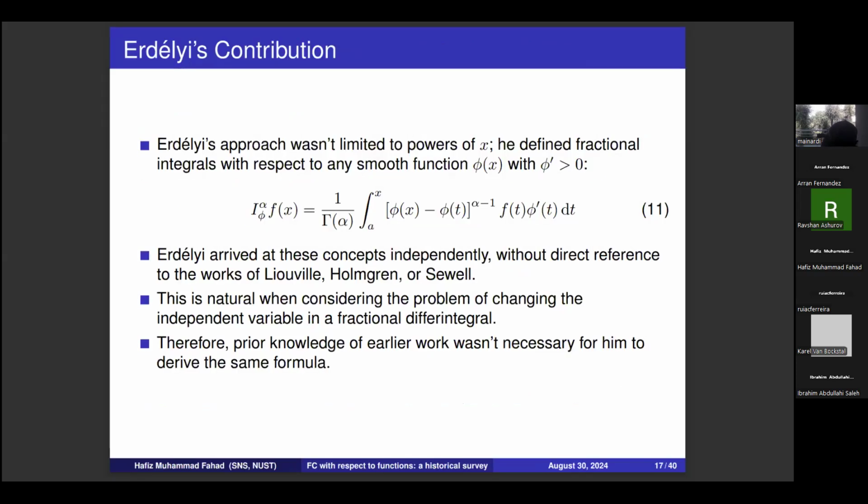Okay, so Ardali's work also extended beyond just powers of x. He also defined fractional integrals with respect to any smooth function. And interestingly, Ardali arrived at these definitions independently. He did not directly reference the earlier works of Liouville, Holmgren, or Sewell. So this independence again confirms that Ardali's results naturally emerged from the problem of changing the independent variable in a fractional differintegral.